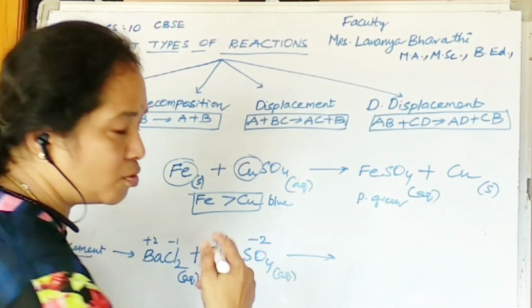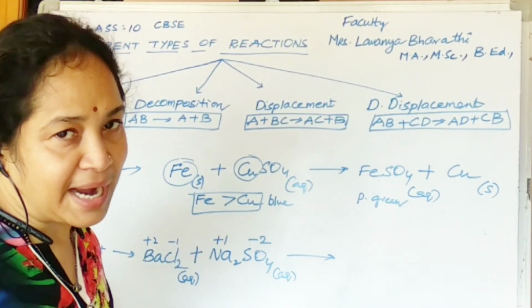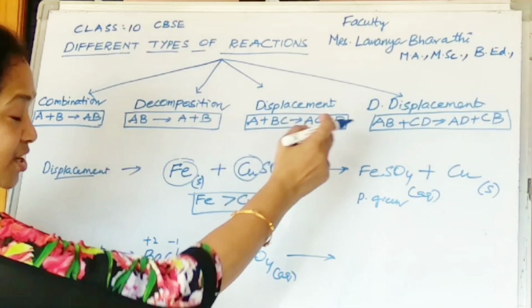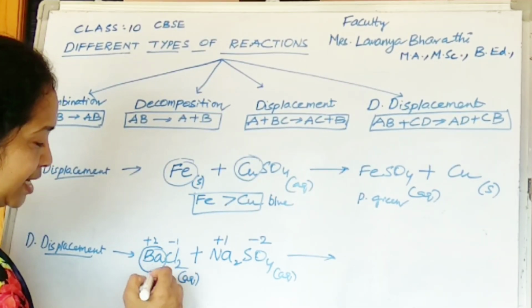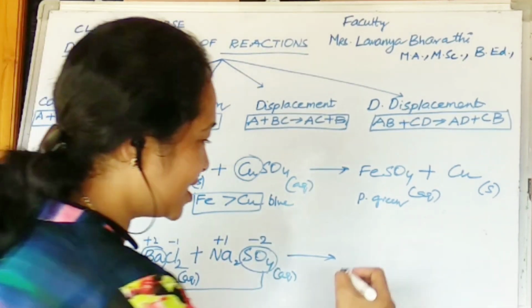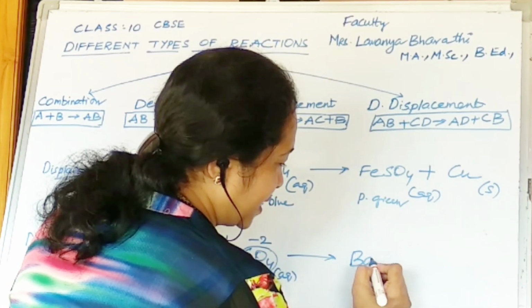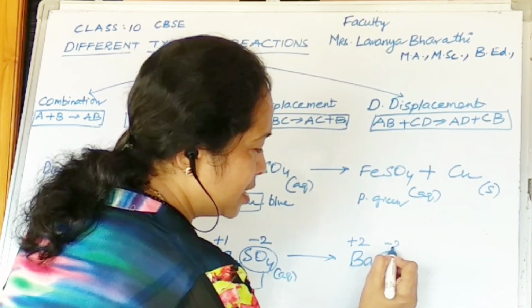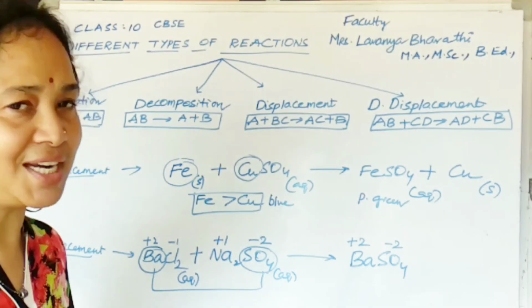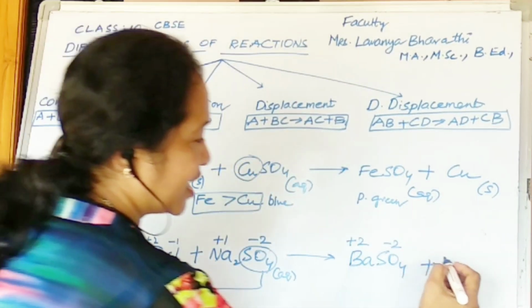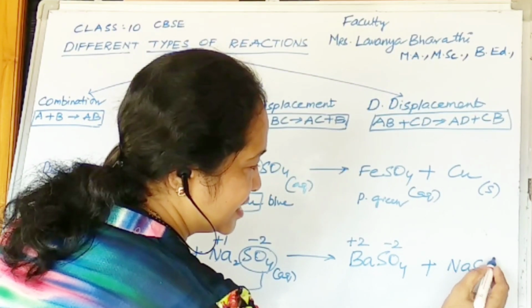Now when these two aqueous solutions are combined with each other, a double displacement takes place. As I told you before, this barium comes in contact with sulfate. So what is formed here? Barium sulfate, BaSO4 is formed. You can check the valencies even. Barium +2, sulfate -2. And on the left, this sodium comes in contact with chlorine, NaCl.